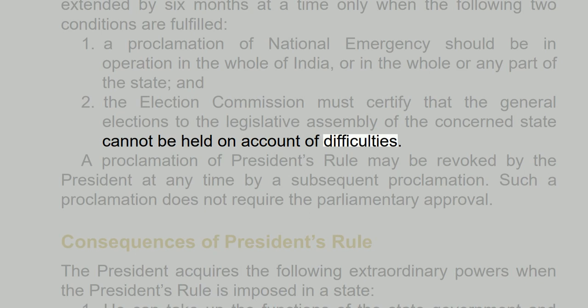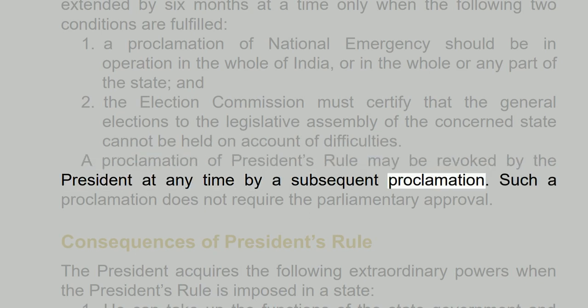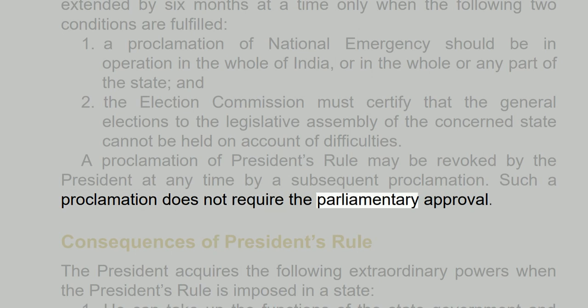on account of difficulties. A proclamation of President's rule may be revoked by the President at any time by a subsequent proclamation. Such a proclamation does not require the parliamentary approval.